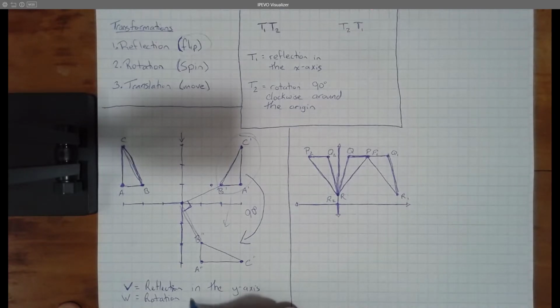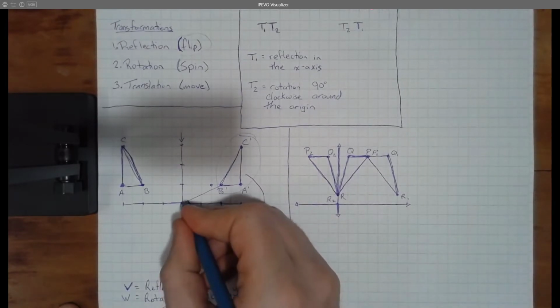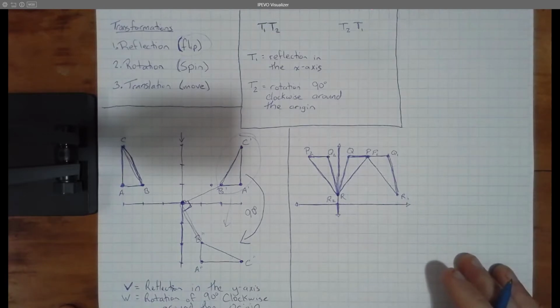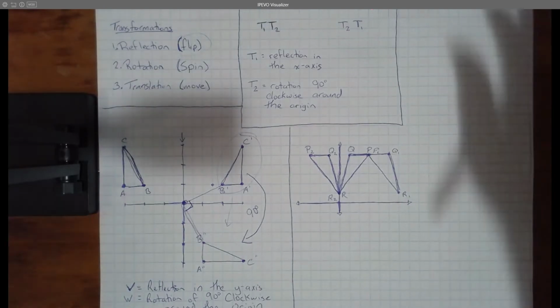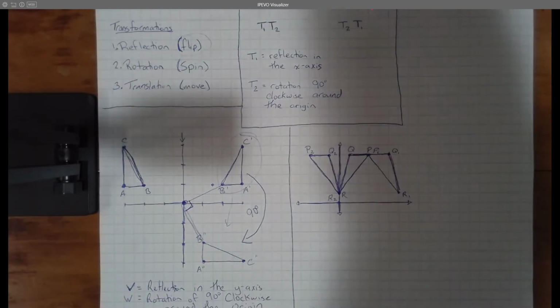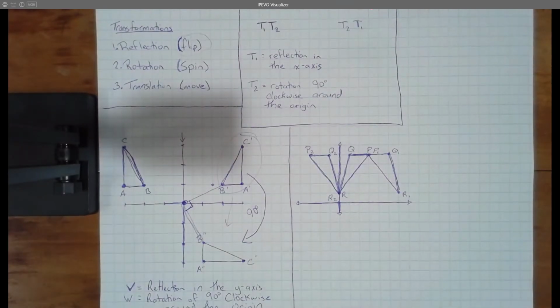90 degrees clockwise around the origin, which is just a fancy term for this middle point. So that's example 6. That's describing a particular transformation, or two transformations here, on the triangle ABC.